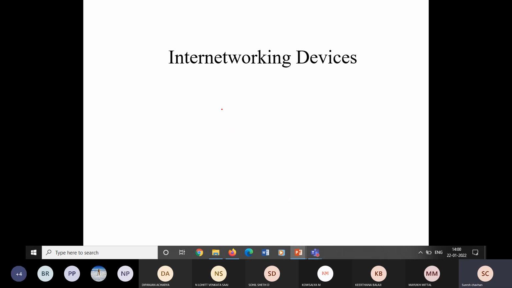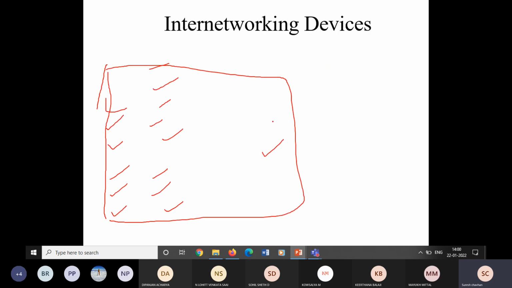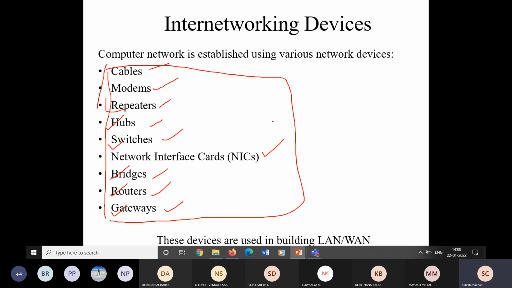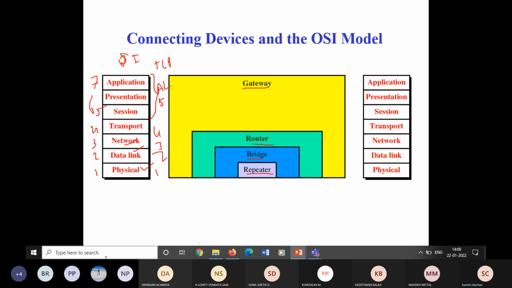So in the last class, we were seeing the internetworking devices, right? The cables, modems we didn't see. We have seen the repeaters, hubs, switches, and the network interface cards, right? And today we will see bridges, routers, and the gateways.